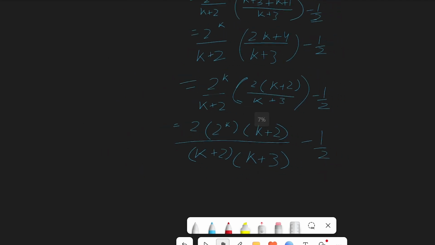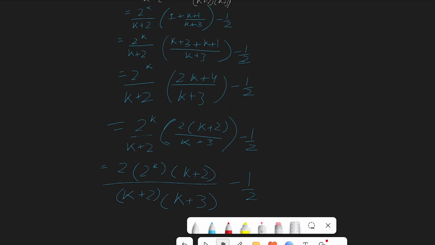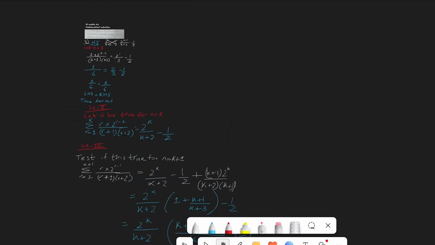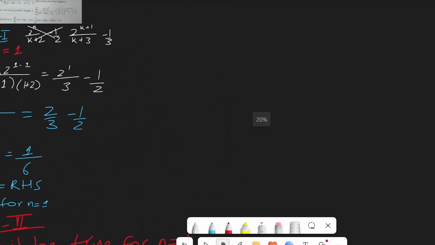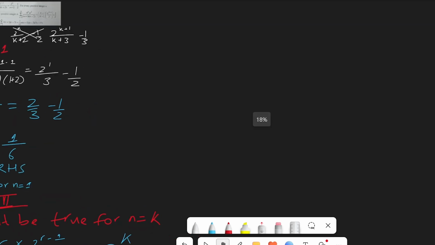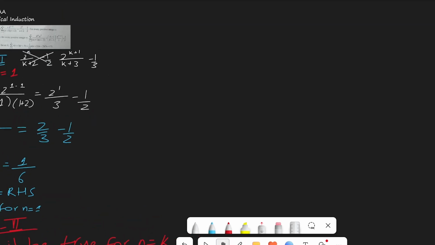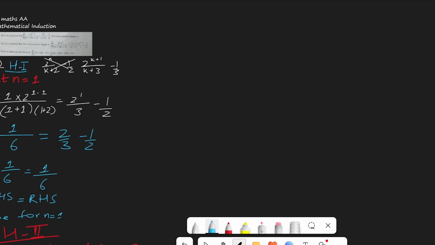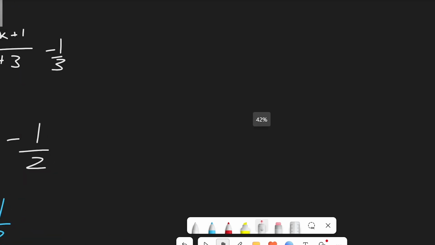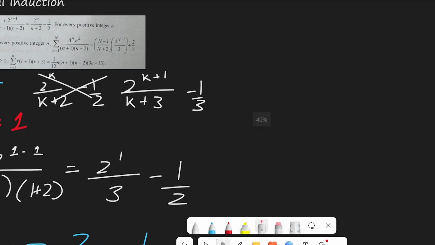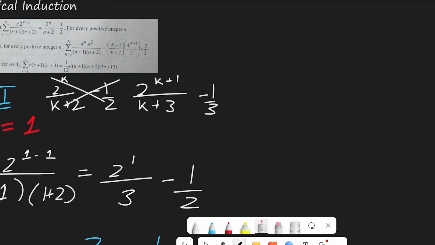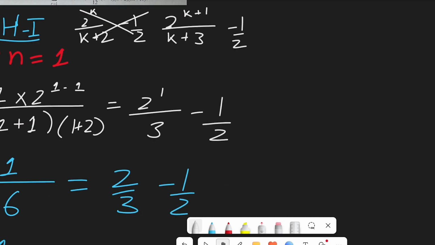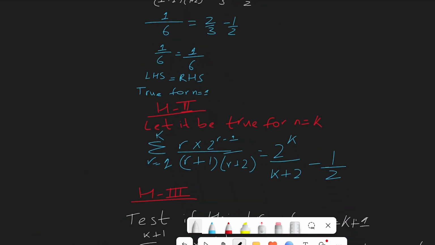Okay, now let's compare this with our original thing. It is 2 power k plus 1 over k plus 3 minus 1 over 2. Let's just see if this is right. 2 power k plus 1 over k plus 1 plus 2 is k plus 3 minus 1 over 2. Yeah, that is correct. So that means that I must have made some silly mistake.